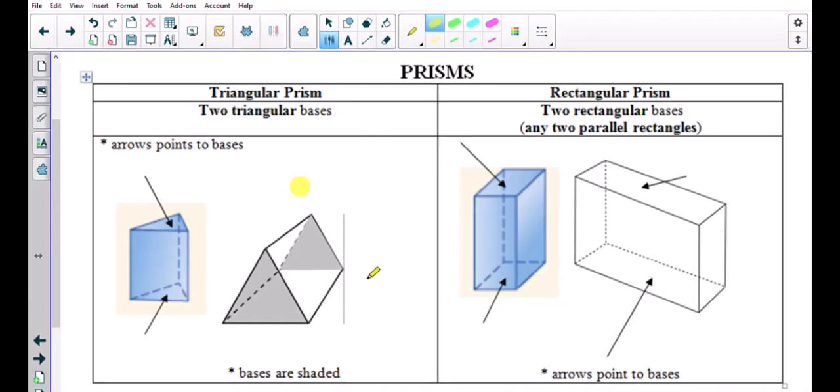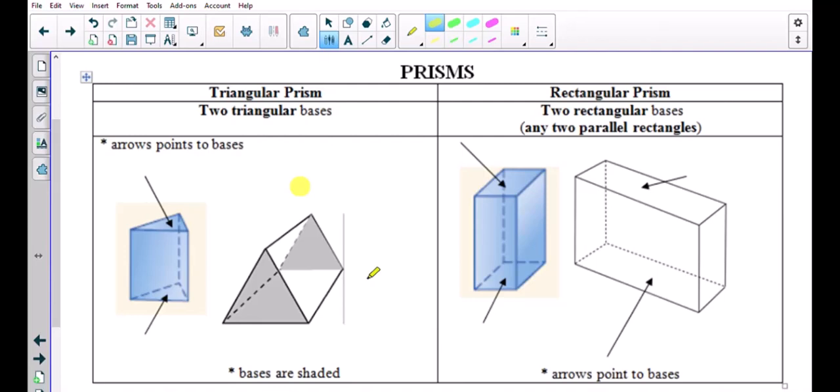I want to point out that a triangular prism is different than a pyramid. We'll talk about that. It looks a lot like a tent, like a traditional tent that you would set up to go camping. A rectangular prism has 2 rectangular bases, which can be any 2 parallel rectangles.